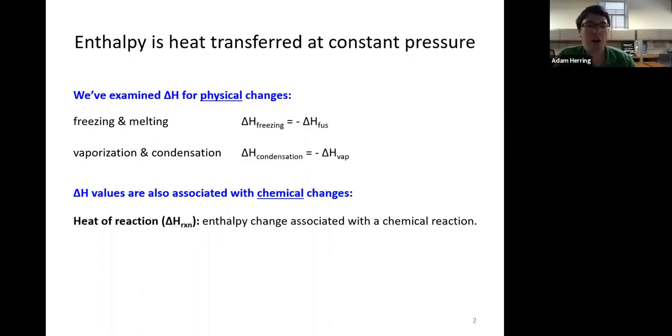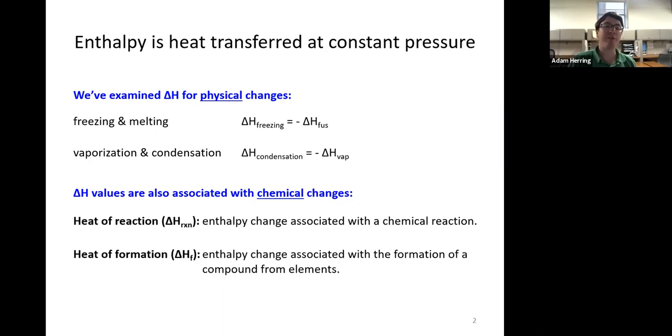So there are heats of reaction or enthalpies of reaction. This is a very generic term describing the enthalpy change that's associated with a chemical reaction. We also have the heat of formation or enthalpy of formation. This is a specific type of chemical reaction. This is a chemical reaction that involves forming a compound from elements only. And we'll talk more about heats of formation in a later video.